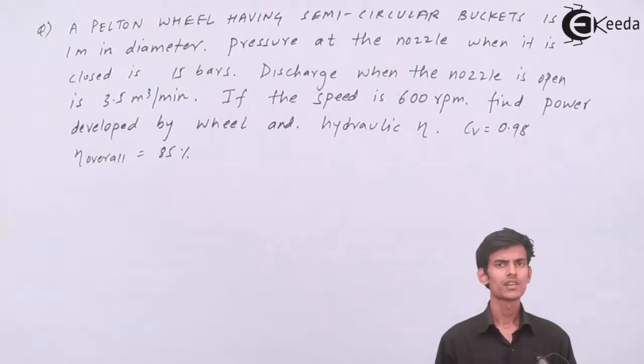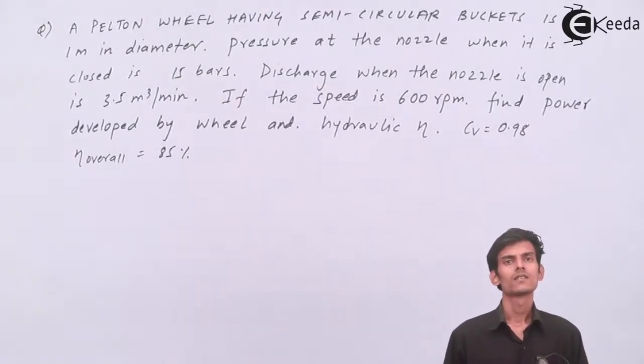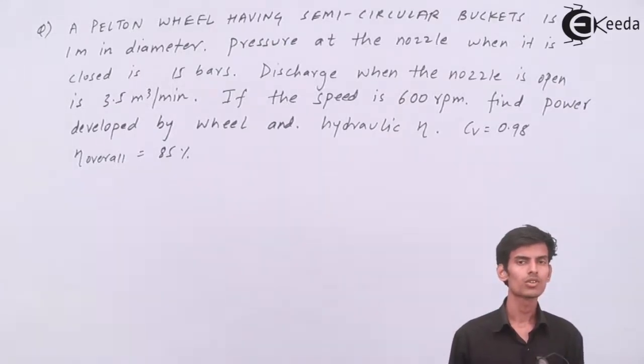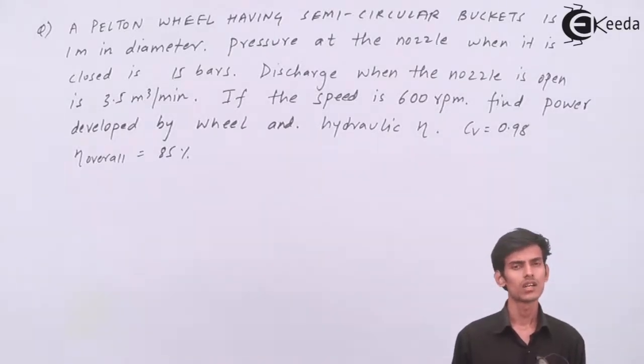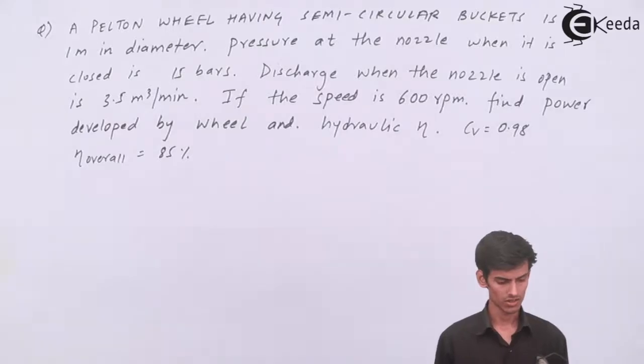So here's the question. I'll read out the question once. A Pelton wheel having semicircular buckets. The reason they've given semicircular buckets is because they want to tell you that the relative velocity at the outlet goes directly opposite. It means the angle of deflection is zero. So that is what it means. The angle of deflection is zero in this case.